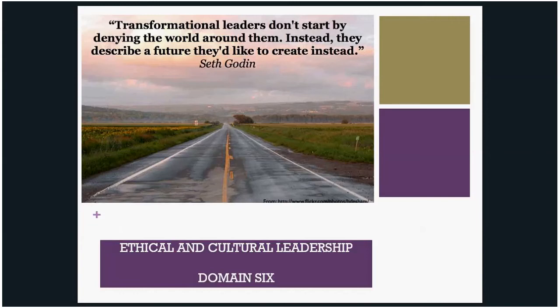Effective leaders try to incorporate cultural leadership into all aspects of their work and interactions with stakeholders. And effective principals model ethical behavior, and they follow the South Dakota Code of Ethics for Professional Administrators. I have a quote on this slide. Food for thought. Transformational leaders don't start by denying the world around them. Instead, they describe a future they'd like to create instead. Something to think about related to ethical and cultural leadership.